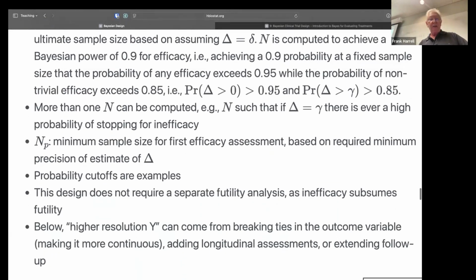And then I'm going to define N sub P as the minimum sample size for the first efficacy assessment. This is going to be based on the width of the posterior distribution, like in the frequentist world, the width of a confidence interval. So I need that width to be small enough that I know something about the clinical effect of the treatment.